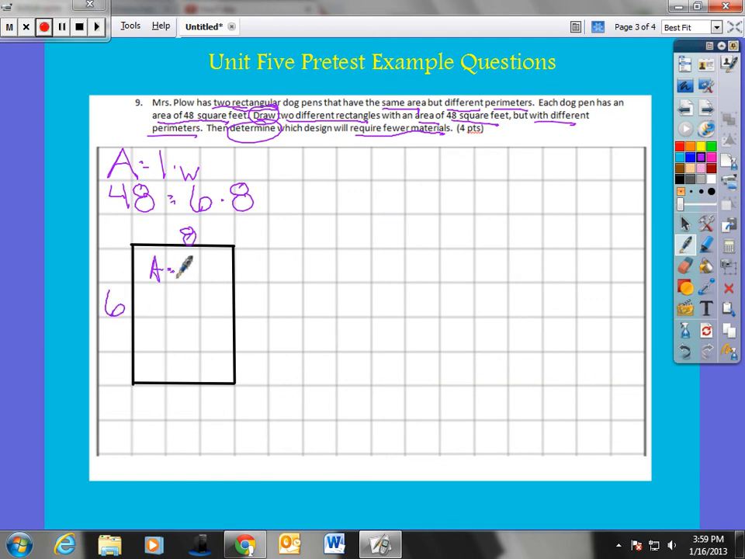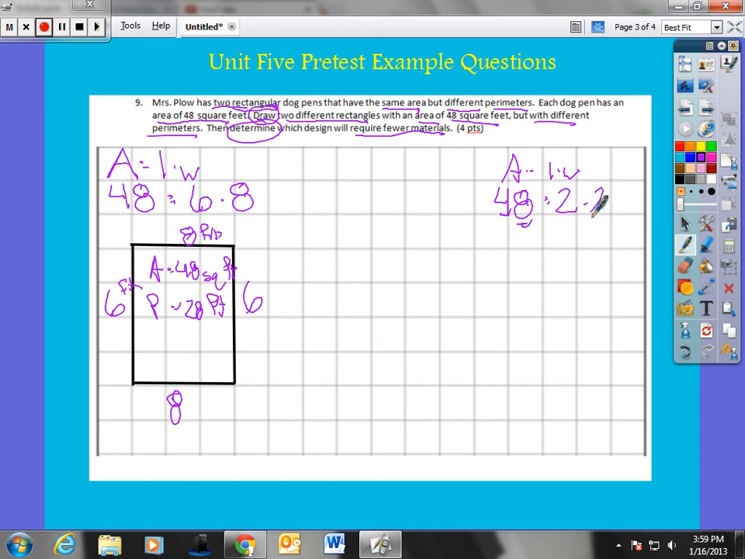The area would equal 48 square feet. We'll call these feet. The perimeter would equal, let's see, 8 and 6 is 14. That side's also 6. This side's also 8. 14 and 14, the perimeter is 28 feet. Now I need another 2 numbers that equal 48. Area equals length times width. What times what equals 48?